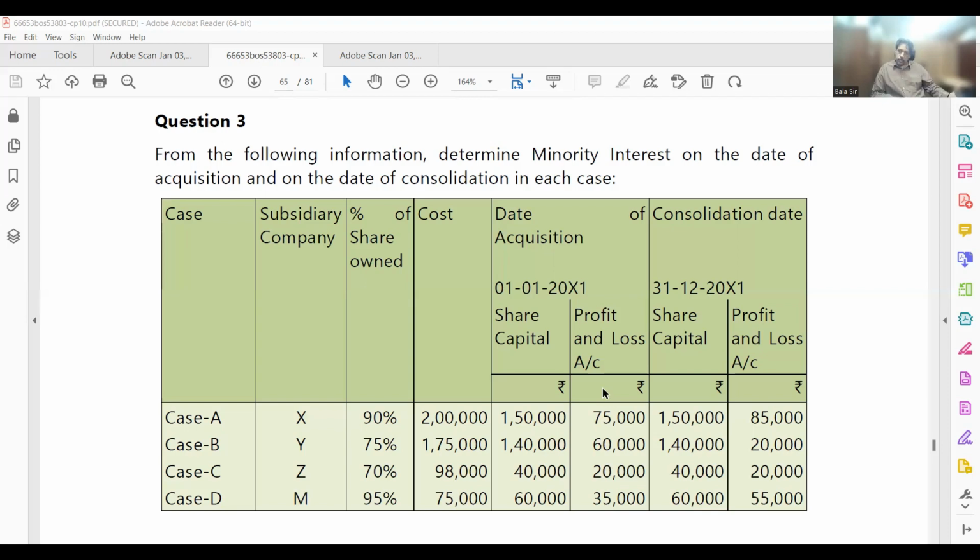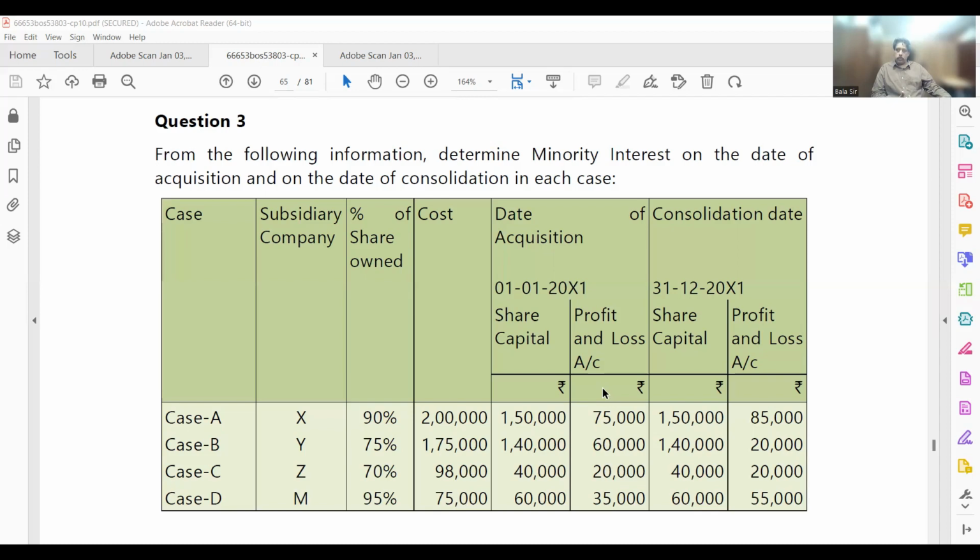Practice question 3. From the following information, determine the minority interest on the date of acquisition and on the date of consolidation, on acquisition date and also at the year end. It's a table. Case, subsidiary company, percentage share owned, cost, date of acquisition, 1st Jan 20x1, share capital and profit and loss account. Consolidation date 31st December 20x1, share capital and profit and loss account.